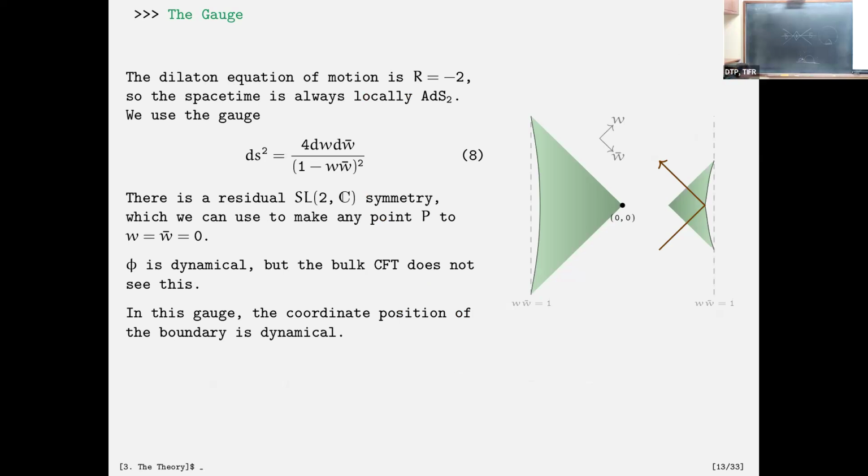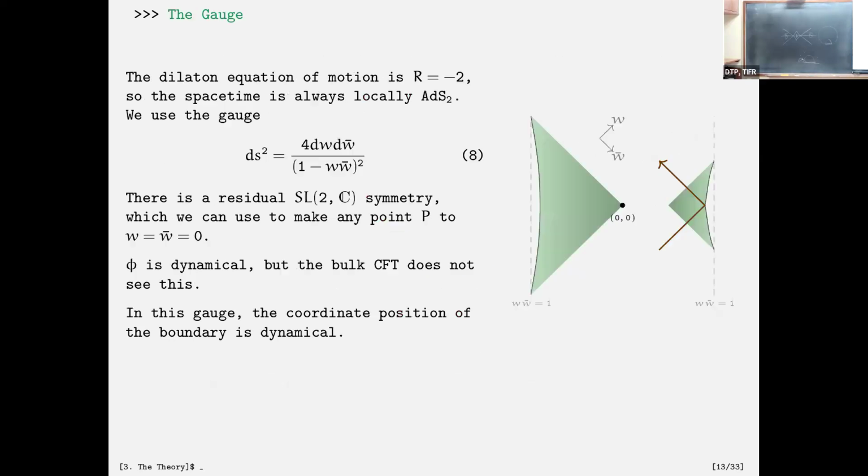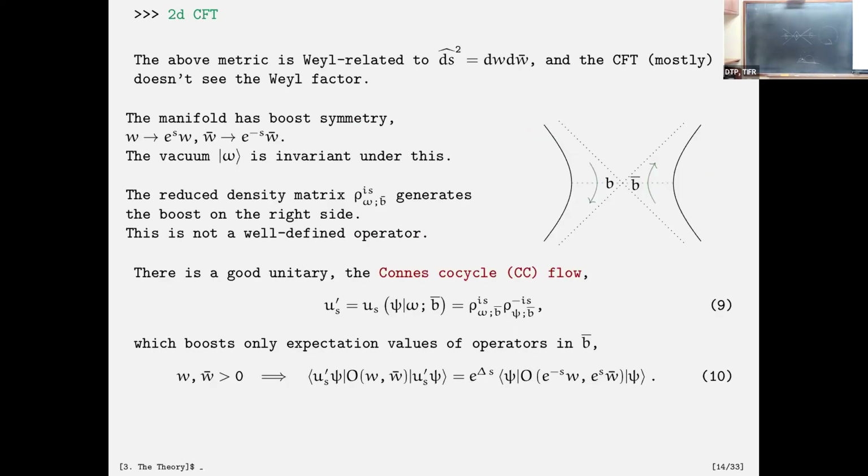But the point is just that I'm drawing this in tau sigma coordinates, right? But now I'm drawing this in W bar coordinates, where the same boundary which was straight in the previous slide is now curved here. So I was just kind of lying to you in the previous slide. But the point is that this surface, despite what you might guess from here, AdS2 has a boost symmetry. And it basically just looks like this.